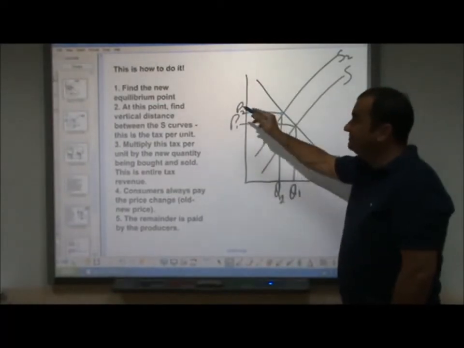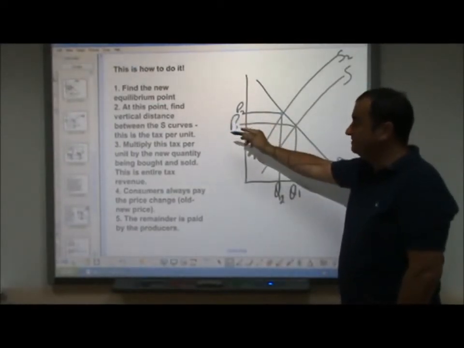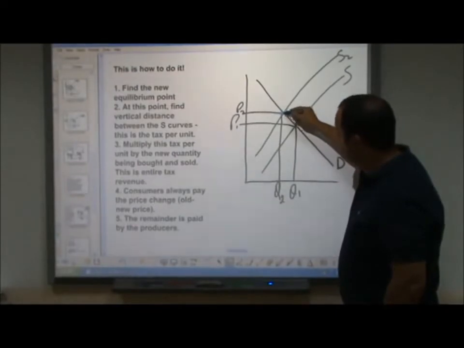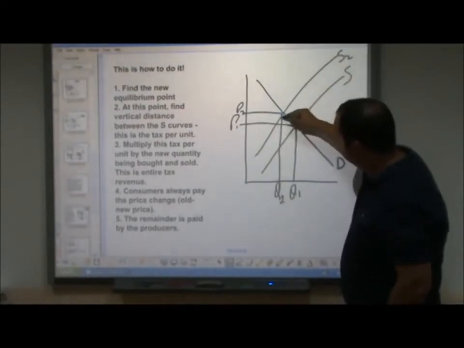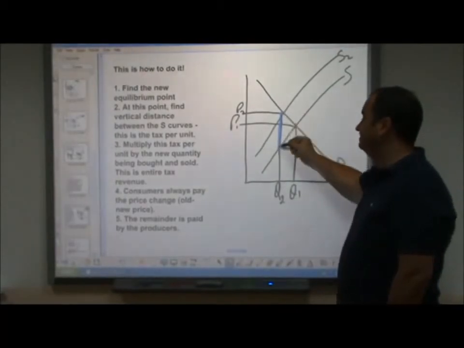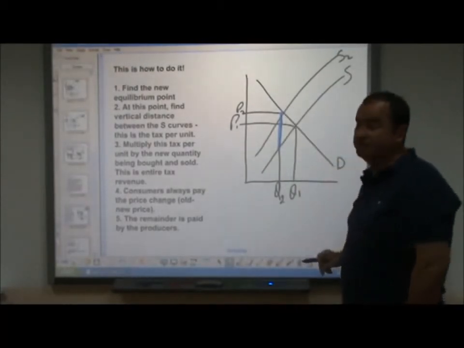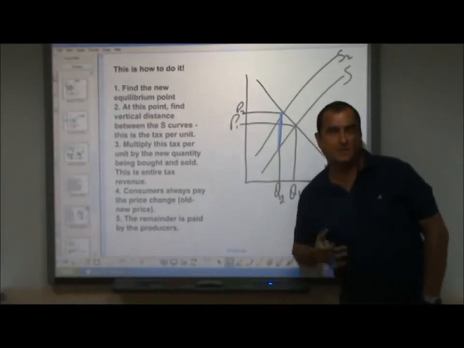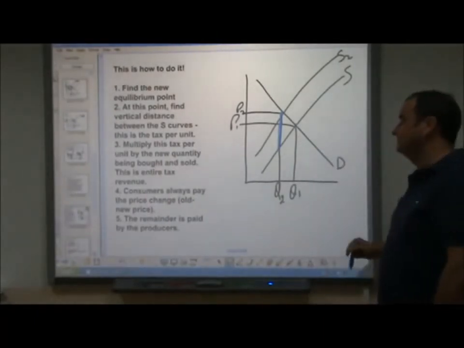At this point, find the vertical distance between the S curves. That's the tax per unit. I'm on this S curve. There's the distance between the S curves. Okay? Between that curve and that curve. That is the tax per unit. The vertical distance between the supply curves is the tax per unit.